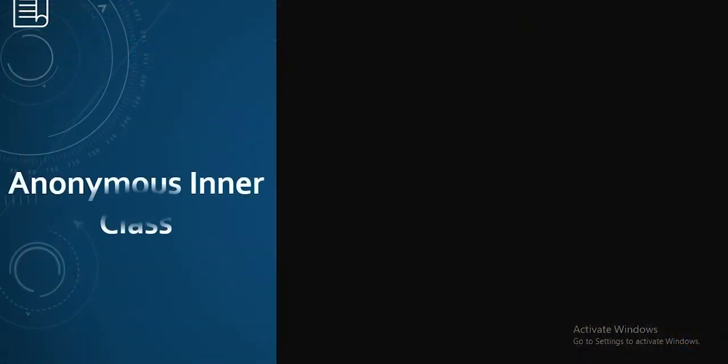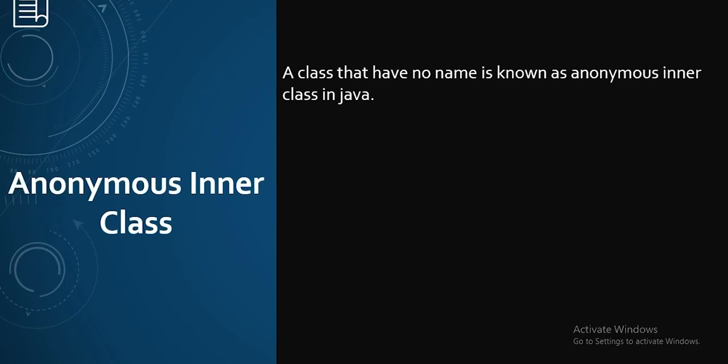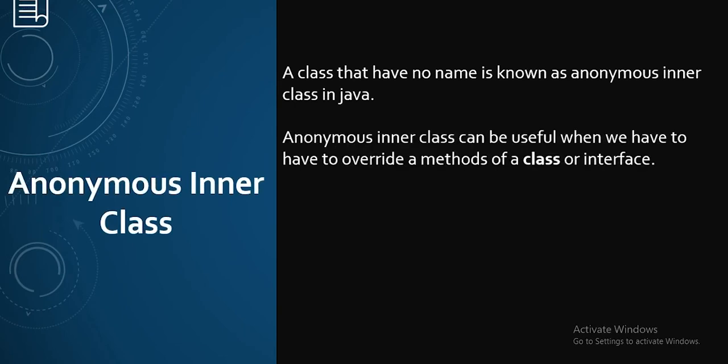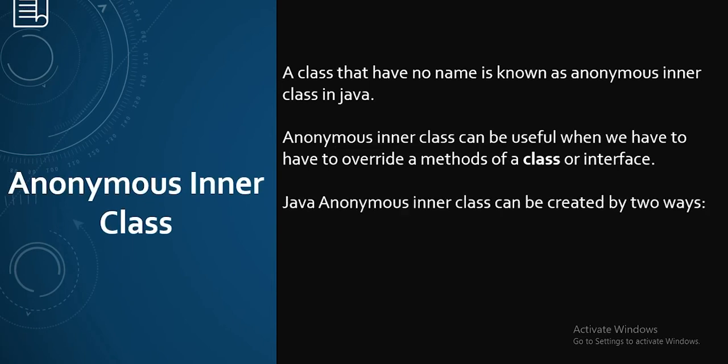Now, what is an anonymous inner class? So guys, a class that has no name can simply be known as an anonymous inner class. And why do we use it? It can be useful when we have to override a method of a class or interface. And it can be created in two ways, using classes or interfaces.